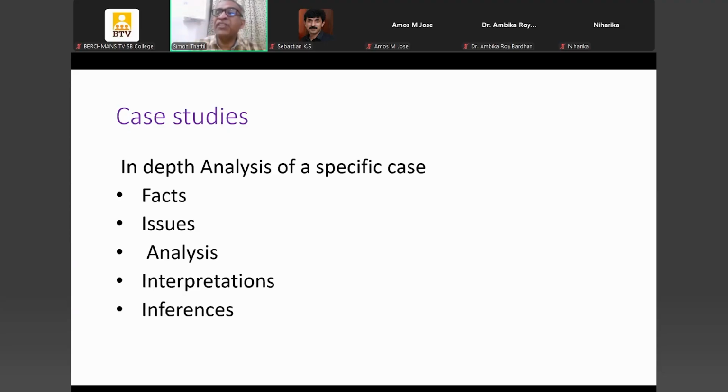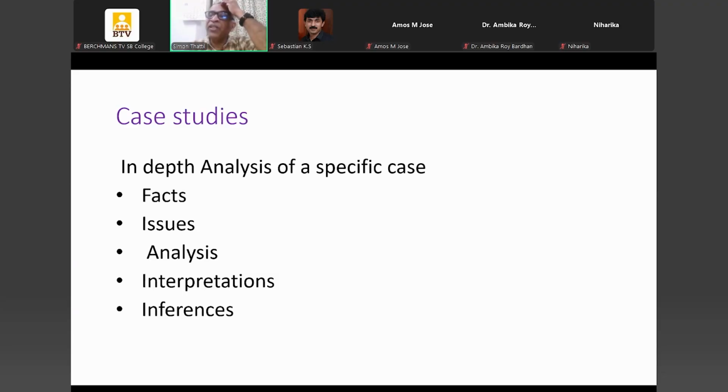In-depth, intensive study of something. It can be intensive study of a village. It can be intensive study of a community. It can be intensive study of a group of individuals, or it can be intensive study of an individual also. It can be intensive study of a firm. It can be an intensive study of one institution. So all these are case studies.